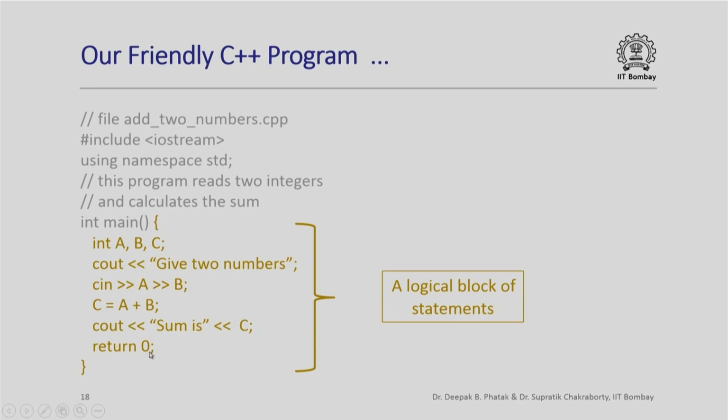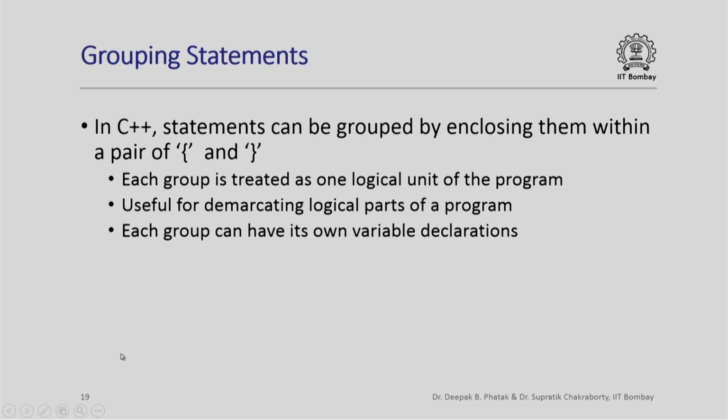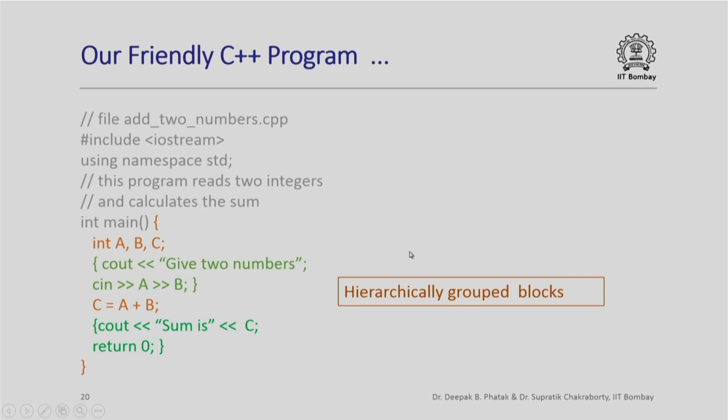In this slide you can see that the statements highlighted in brown are basically grouped together between these two braces. We call these a logical block of statements, and in C++ such logical blocks of statements can be grouped together using a pair of braces. This is useful for demarcating different logical parts of a program, and within each group we can have its own variable declarations. We will see more of these advanced features later in the course.